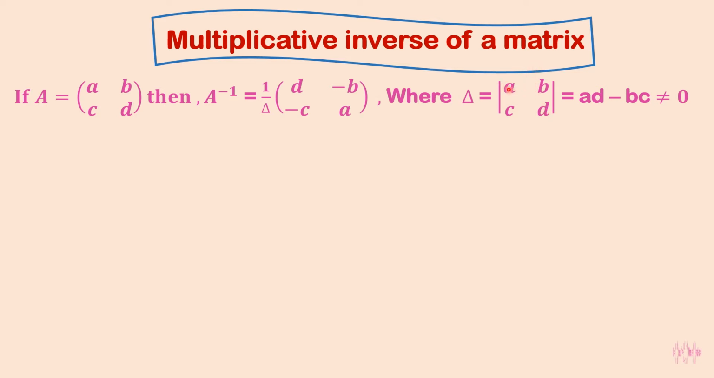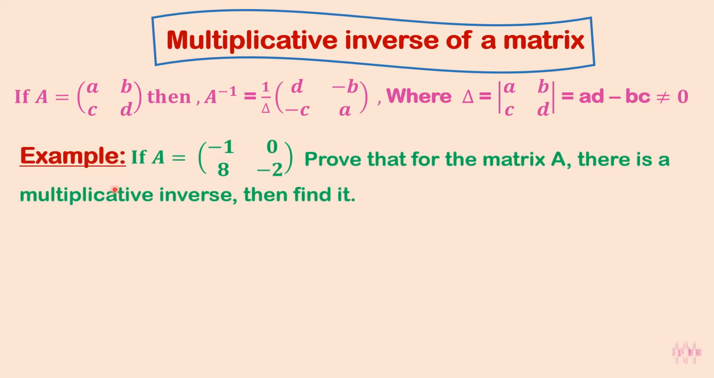So it will be A times D minus B times C, like this part, such that the answer does not equal 0. For example, if A equals [negative 1, 0; 8, negative 2], prove that for the matrix A there is a multiplicative inverse, then find it.